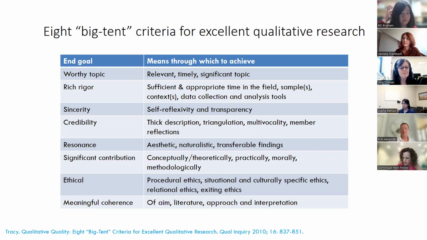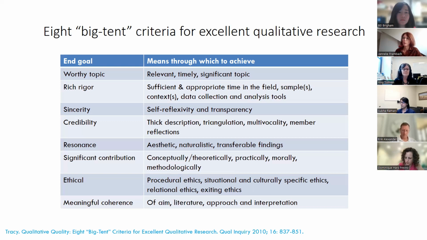Basically, this article states that there are 8 end goals for qualitative research papers when it comes to quality. And that's the first column. And then the second column lists the means through which you could achieve these end goals. And they are quite overarching or holistic end goals, starting with a worthy topic. So a topic that is relevant, that is timely, that has significance for the field. It may be obvious, but I think it does belong in the quality criteria list.